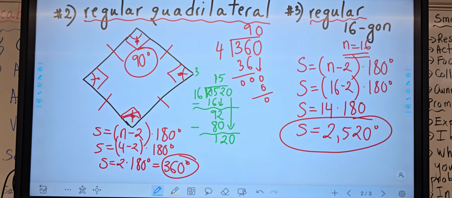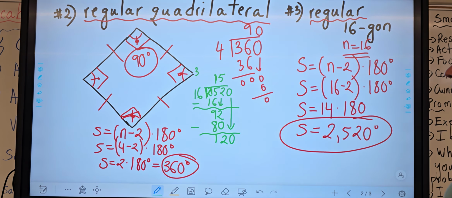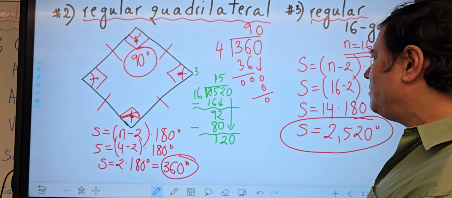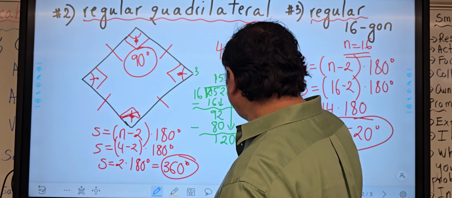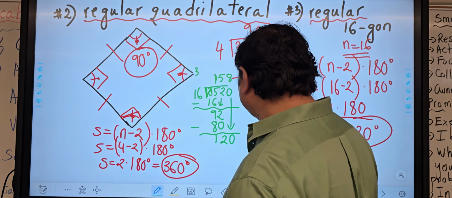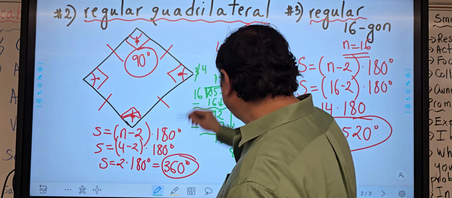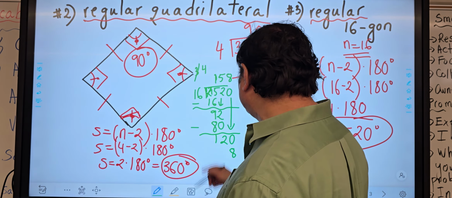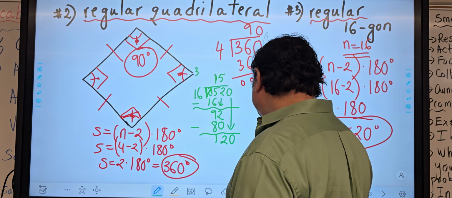16 into 120. Let's see how many times. 9 times 6, 54. Probably 9 is too much. Let's try 8, see if it works. 8 times 6, 48. 8, carry the 4. 8 times 1, okay, too much. 8 is too much too, because we're going to get 128. So probably 7 times, right? Let's try 7 times.